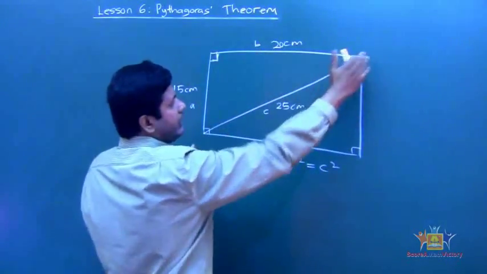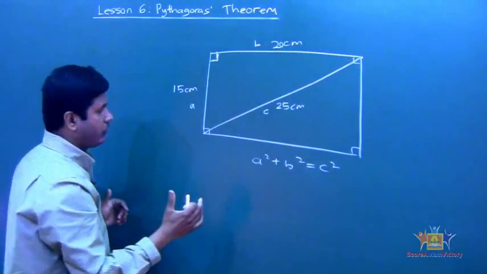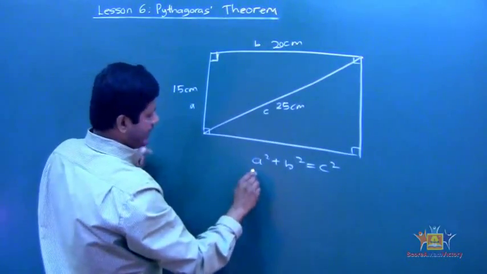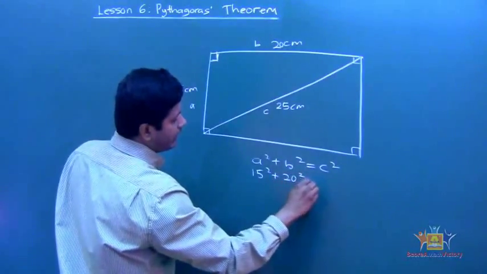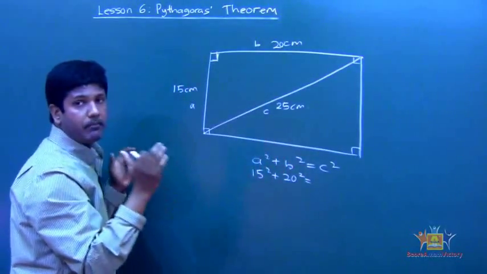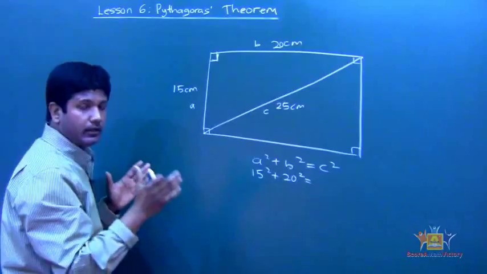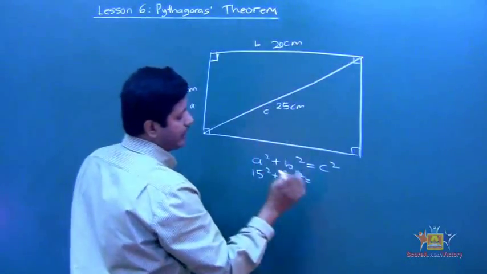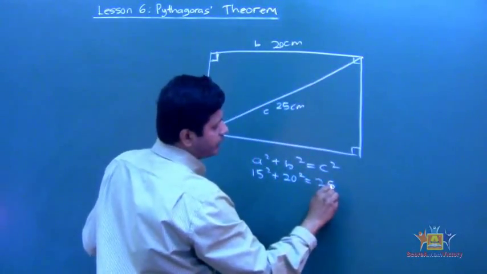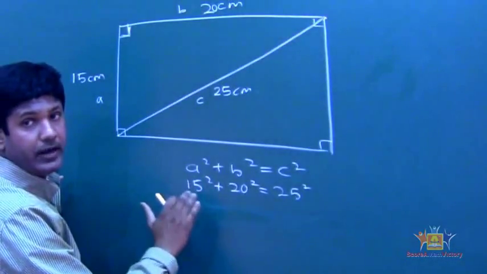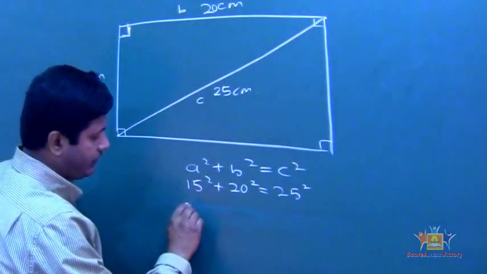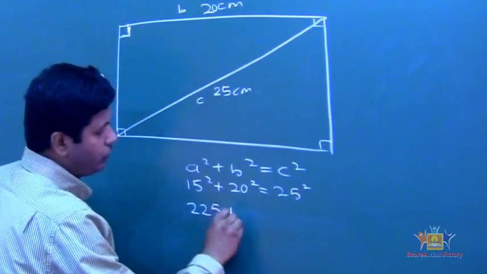The C is always the longest, the hypotenuse, alright? So we're going to say A is 15 squared, and we're going to add that with 20 squared, and we want to prove it. If this is a perfect rectangle, that means it should be equal to 25 squared. Okay, so 15 times 15, and we already did it several times. We should know by now, 15 times 15 is 225.